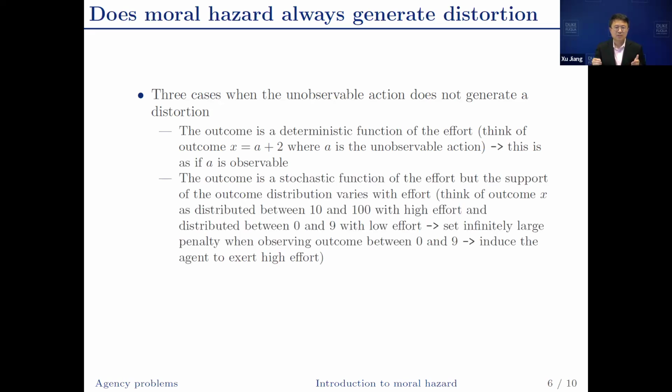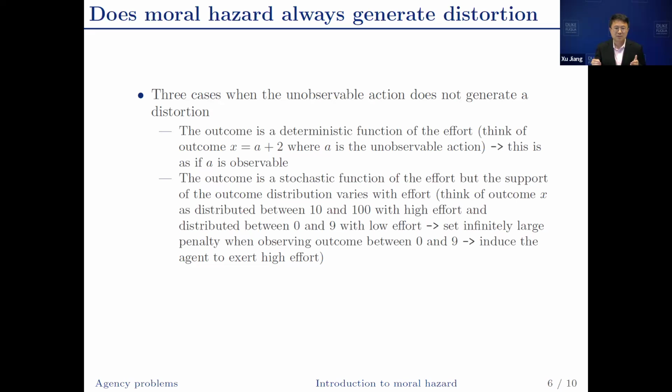The second case is when the outcome is a stochastic function of the effort. However, the possible outcome of the distribution varies with effort. So here is an example. Think about outcome when exerting high effort is distributed between 10 and 100, and when exerting low effort, it's distributed between 0 and 9. Suppose the principal prefers high effort. In this case, the principal is going to set an infinitely large penalty when observing outcome between 0 and 9, because it's perfectly indicative that the agent exerts low effort.